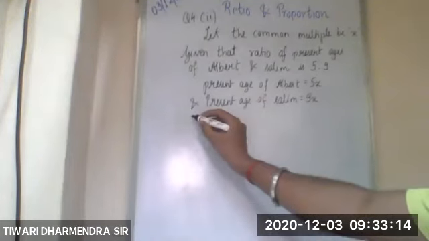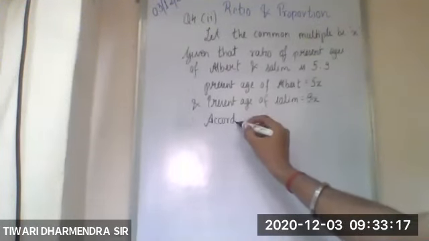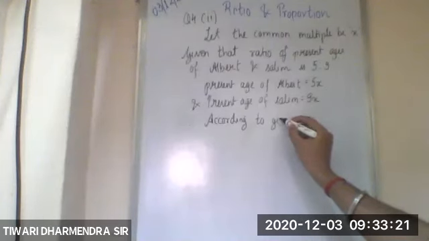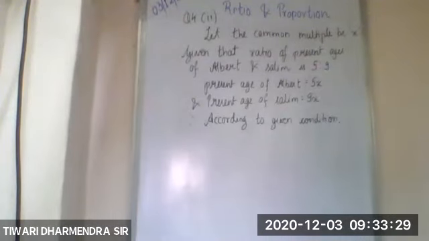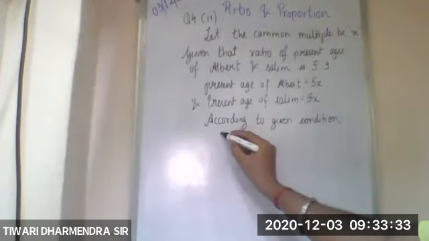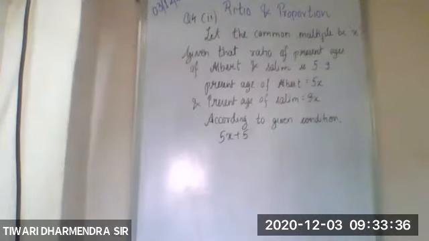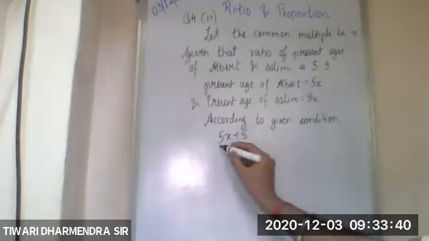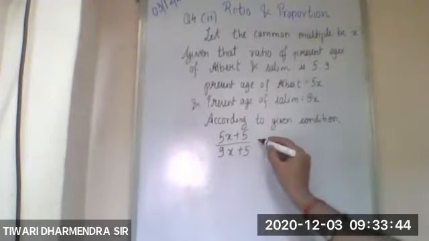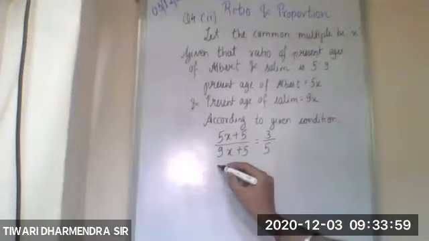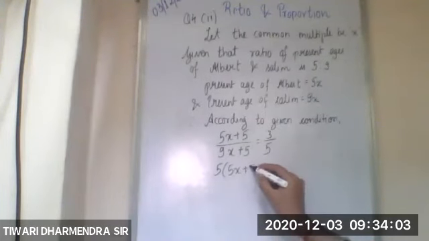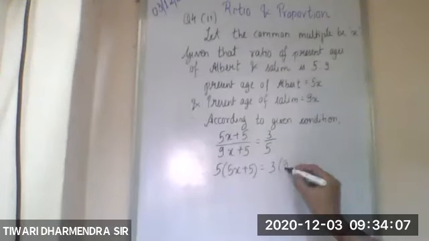So according to the given condition, 5x plus 5 upon 9x plus 5. After 5 years, the ages will be in the ratio 3:5. So 3/5. Hope you understood this. After this, just take a cross multiplication. What you will get? 5 into 5x plus 5 is equal to 3 into 9x plus 5.